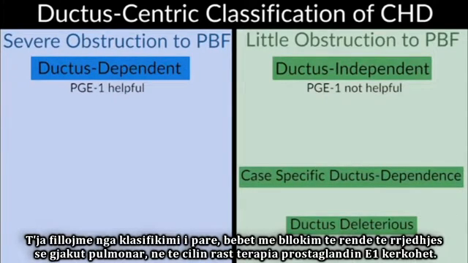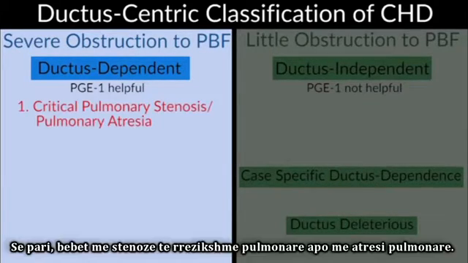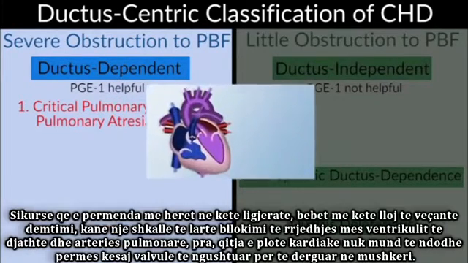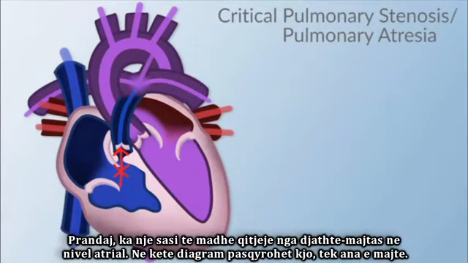So let's start with the first classification, babies with severe obstruction to pulmonary blood flow, in which case prostaglandin E1 is required therapy. The first would be babies with critical pulmonary stenosis or pulmonary atresia. As I mentioned earlier in this lecture, babies with this particular lesion have such a high degree of outflow obstruction between the right ventricle and the pulmonary artery that a full cardiac output cannot be ejected across this narrowed pulmonary valve into the lungs, and hence there's a very large amount of right to left shunting at the atrial level. There's a diagram of that on the left.